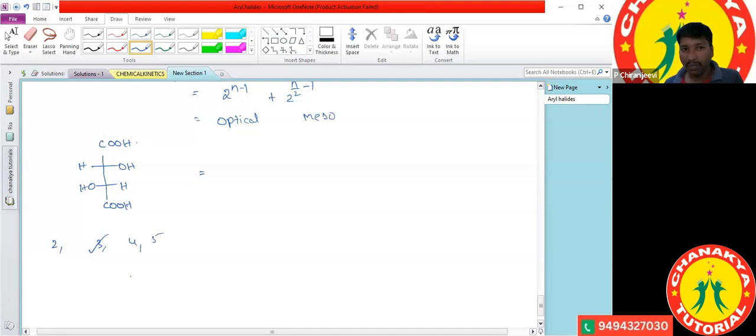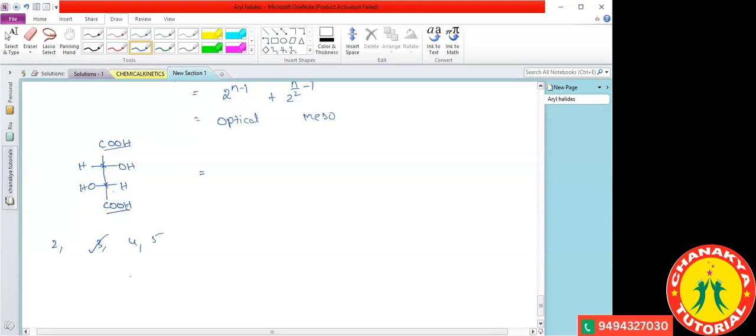Just what I'm telling is the condition. First, terminals, meaning the 2 ends: are they identical or different? Here also a carboxylic acid is there, and here also. What is the condition I told? While having an even number of chiral centers. How many chiral centers are there in the given compound? This is one chiral center, and this is also one chiral center only, right?